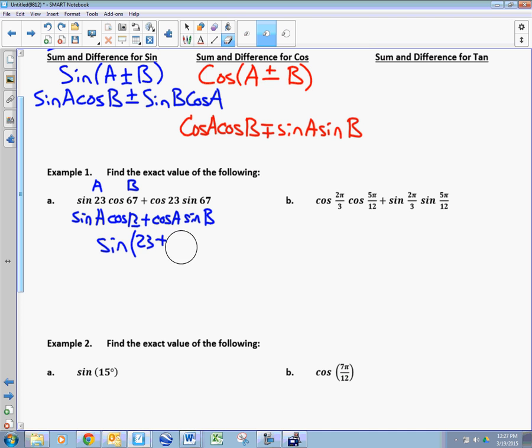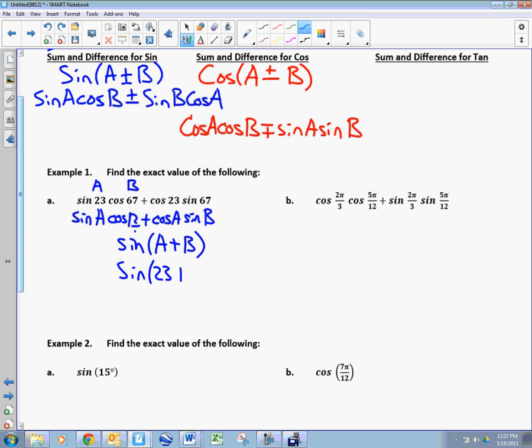I'm sorry, I'm actually gonna write that. You don't have to write it, but sine of A plus B is what this formula simplifies to. And you said that angle A was 23 and angle B was 67. What is 23 plus 67? 90. And on the unit circle, 90 degrees has a terminal point of 0, 1. Is sine the x value or the y value? The y value, so I get 1.